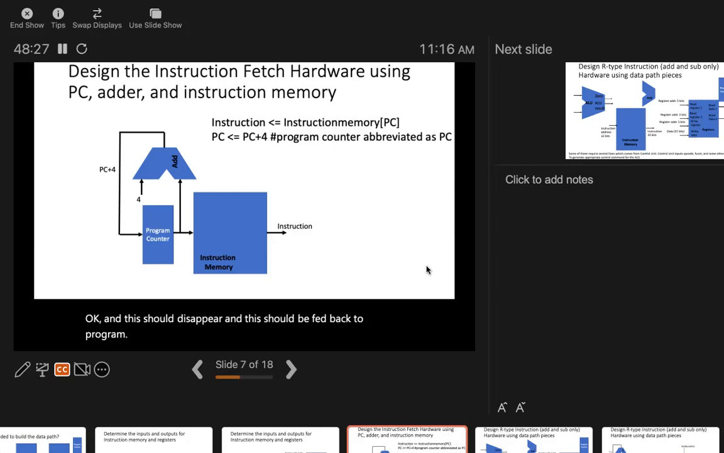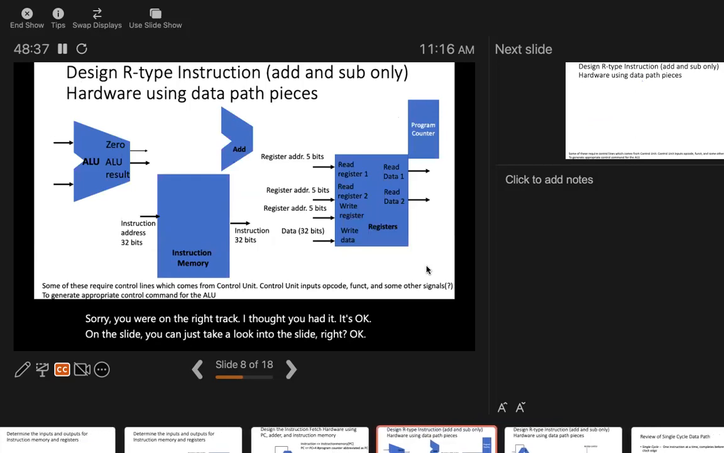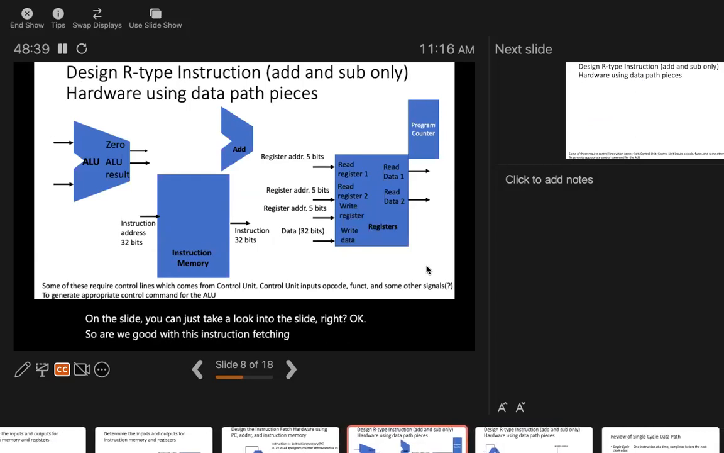Okay. So are we good with this instruction fetching hardware? Very nice. So that was level 1, Lego player. Now, are you ready for Lego level 2? Level 2 is this. These are your Lego pieces. So please carefully observe on the slides. These are your Lego pieces: your ALU, your instruction memory, your add unit.